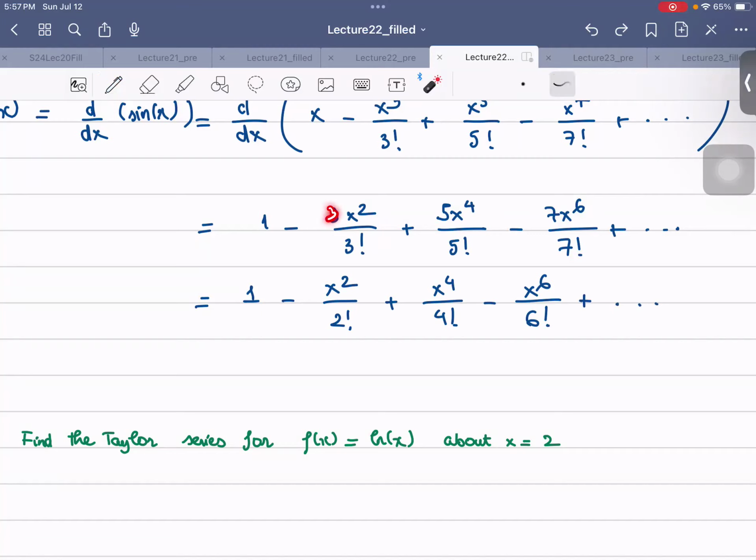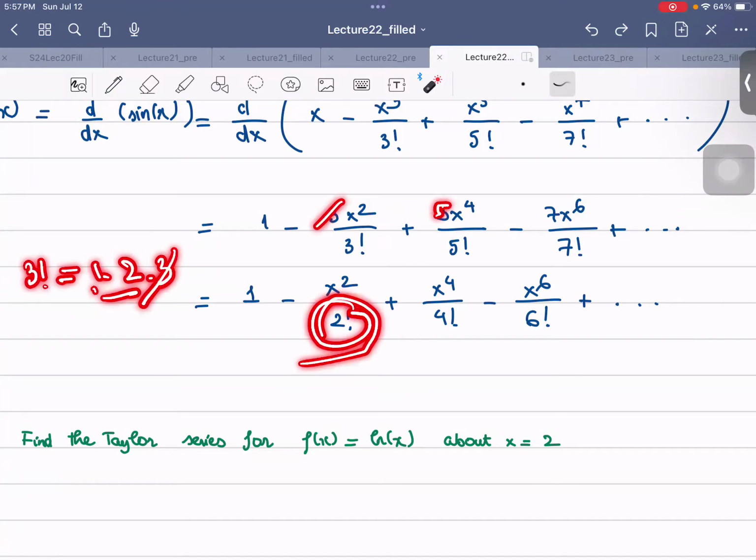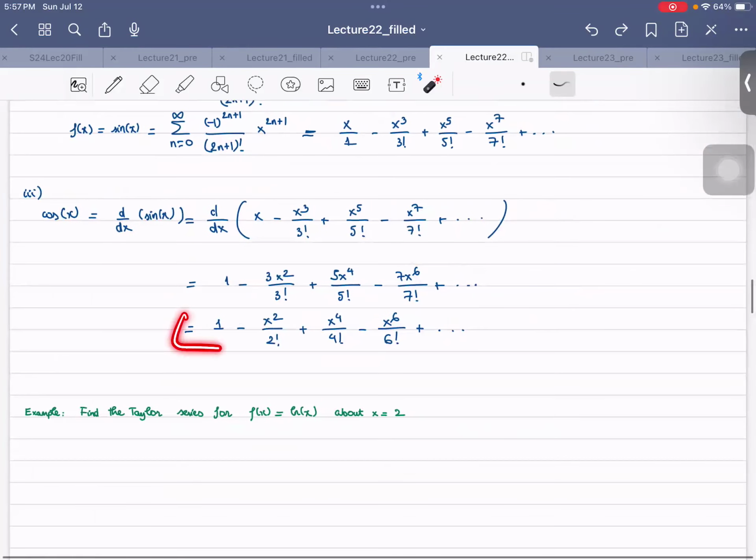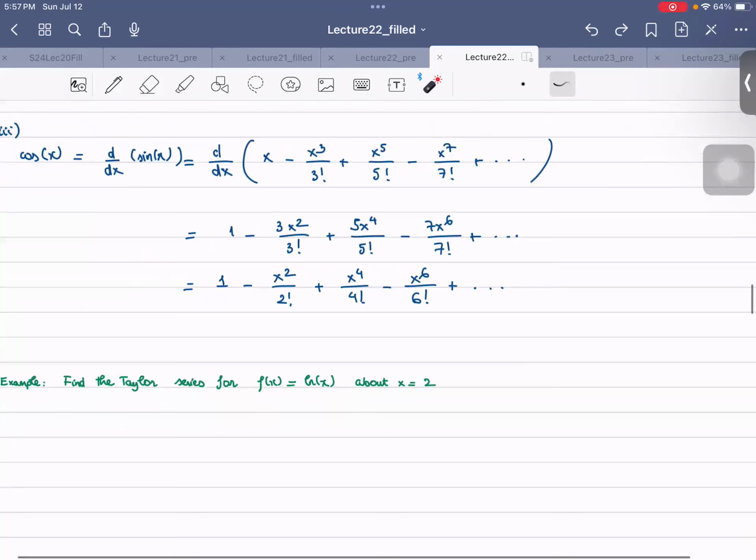Okay. I mean, 3 factorial is 1 times 2 times 3. So 3 cancels out with 3, giving you 1 times 2, which is 2 factorial. For the 5 factorial, you have 1 times 2 times 3 times 4 times 5. 5 cancels out with 5, giving you 1 times 2 times 3 times 4, which is 4 factorial. So over here, you have the power series for the cosine function.